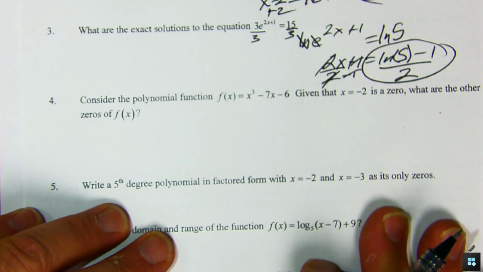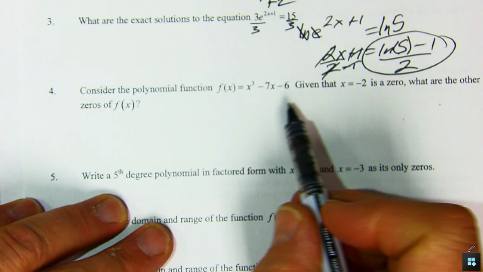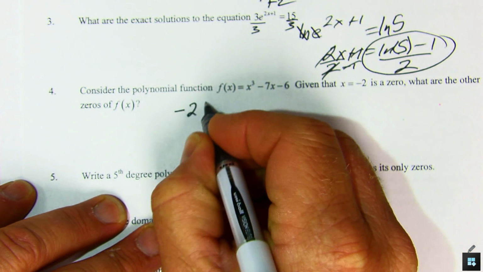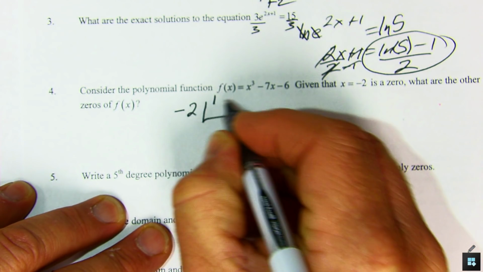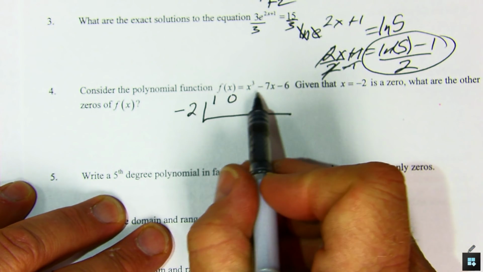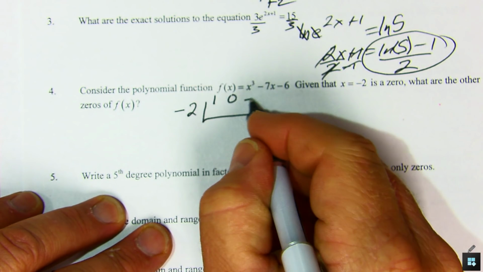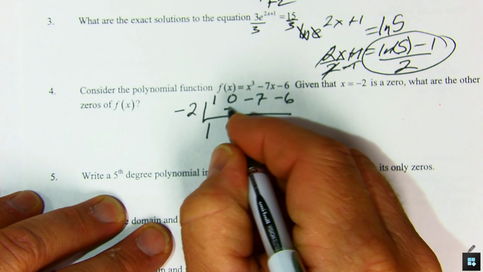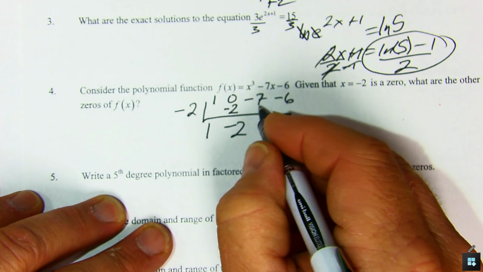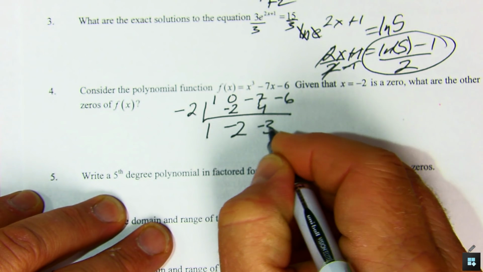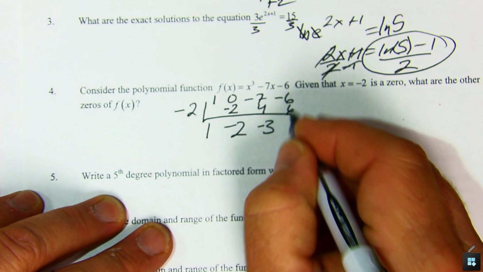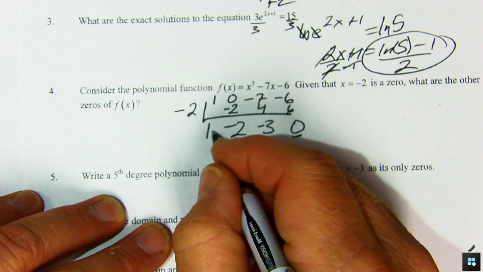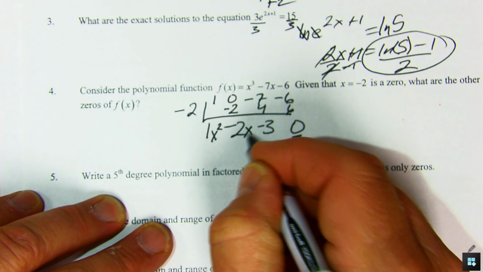Number 4 says, consider the following polynomial. Given that x equals negative 2 is 0, what are the other zeros? So I would tell you to go ahead and synthetically divide. We have a 1, a 0x squared. Notice there is no x squared here. A minus 7, a minus 6. Drop the 1, multiply, add, multiply, add, multiply, add, 0. That's a good sign. Yes, negative 2 is a 0. This now became x squared minus 2x minus 3.